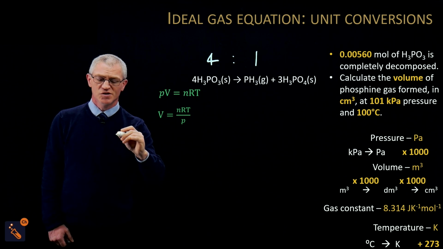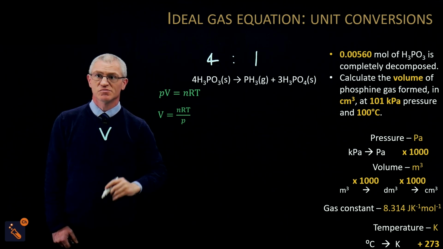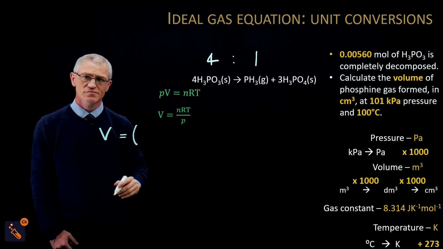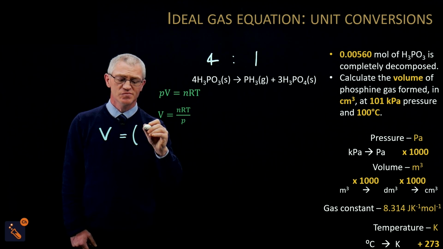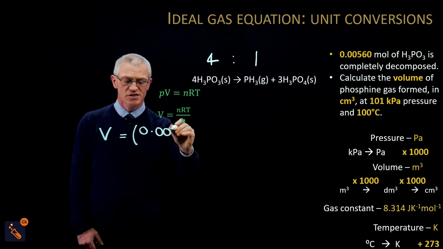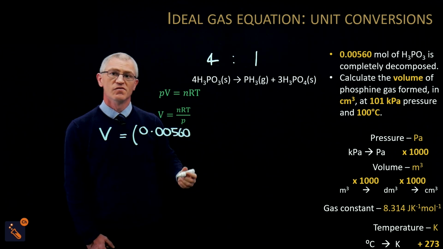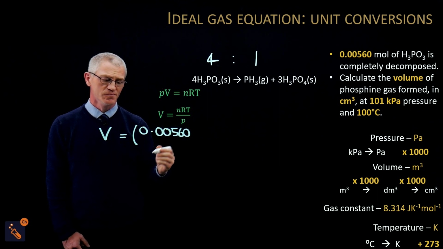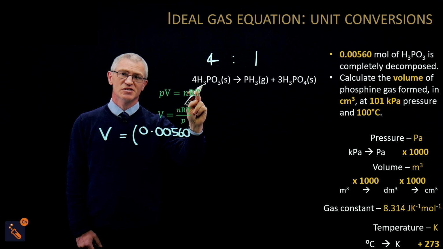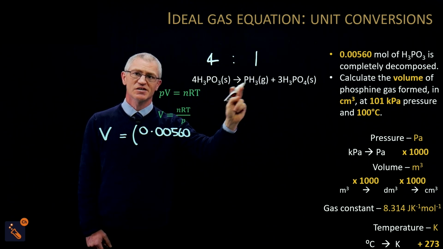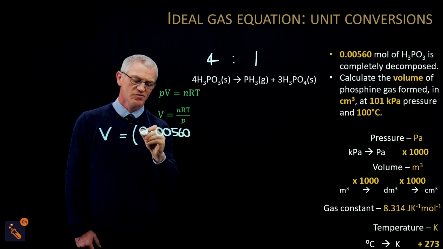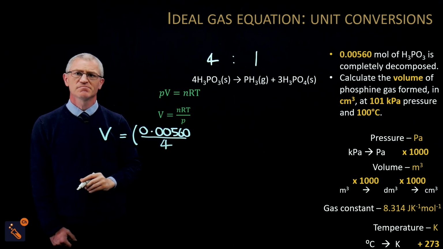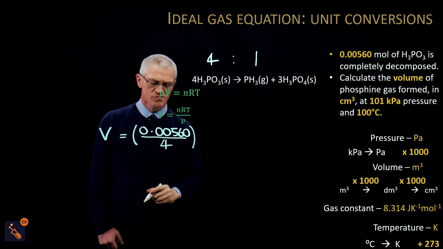So let's start off with our volume. We have our volume here, and then we're going to start off with our number of moles. I'm going to put this in a bracket, and I'm going to put in the number of moles. And there's our number of moles of this H3PO3, 0.00560. We need to convert the number of moles here into the number of moles of pH3 because that's what we're calculating. That's a 4 to 1 ratio, so therefore I divide that by 4. So that is our number of moles.